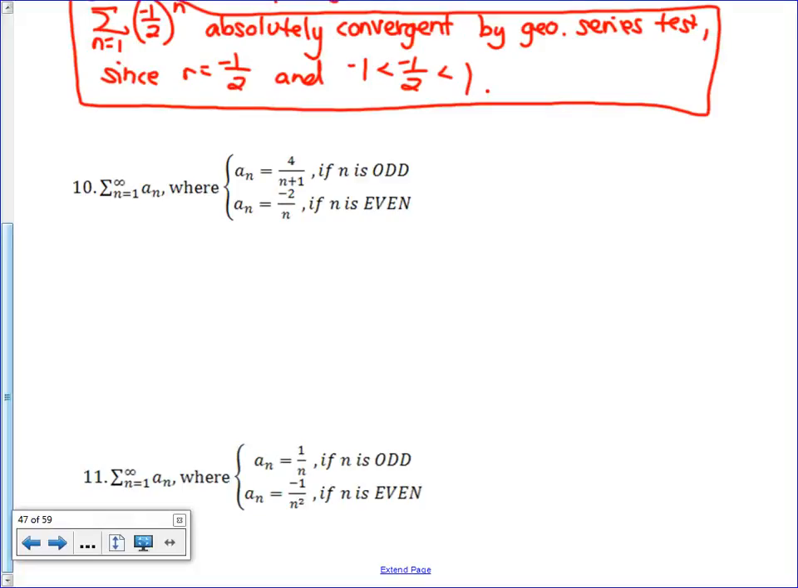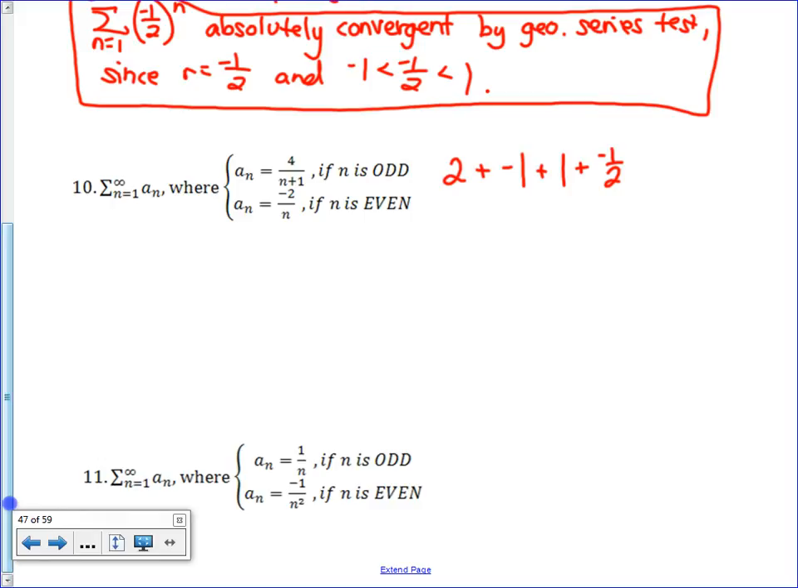What if, for bad ones, I think about plugging in? What if I plug in 1? What do I get? Well, 1 is odd, right? So odd would go here. Plug in 1: 4 over 1 plus 1, 2, right? All right, now n is 2. Now n is even. I plug in 2. Well, negative 2 over 2 is going to be negative 1. Plus 3. 3 is odd, so 4 over 3 plus 1. 4 over 4. Plus 4 is even. Negative 2 over 4.